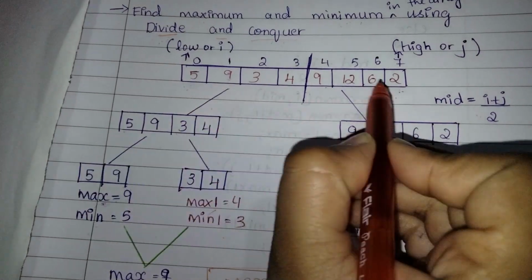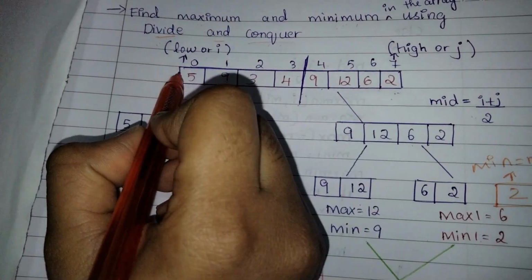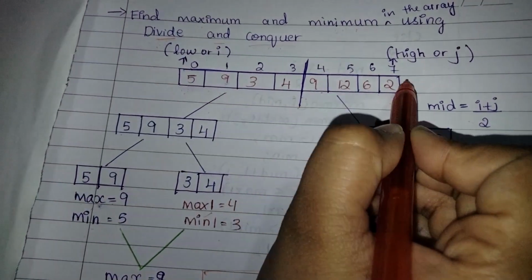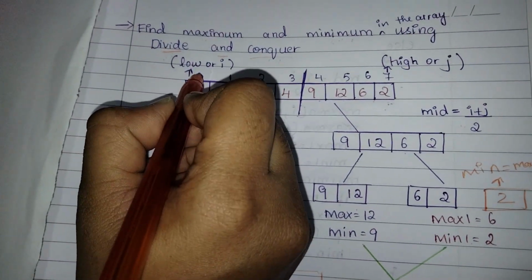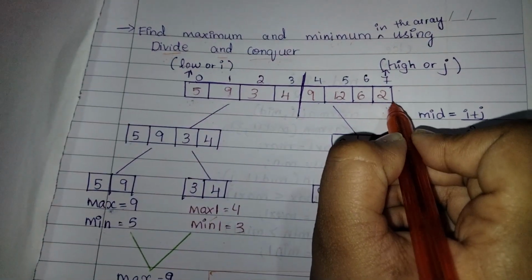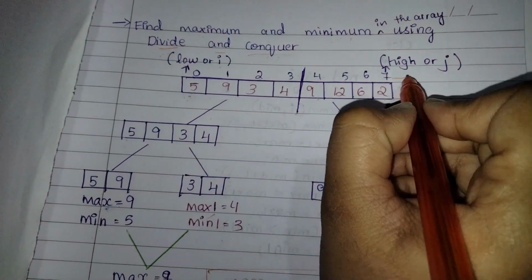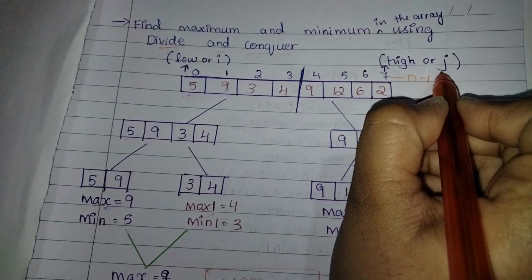We will place the array, as we all know what an array is, and we will put the index numbers. So consider the lowest. We can consider the index 0 as low or i, and this, that is 7, n minus 1, as high or j.